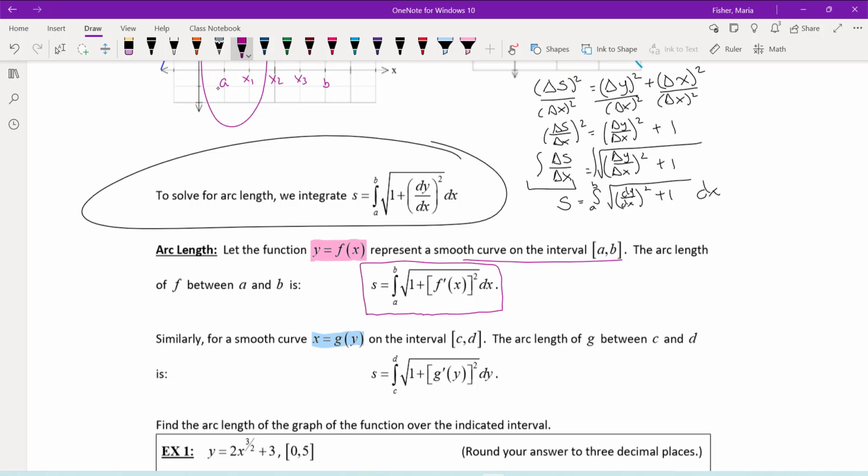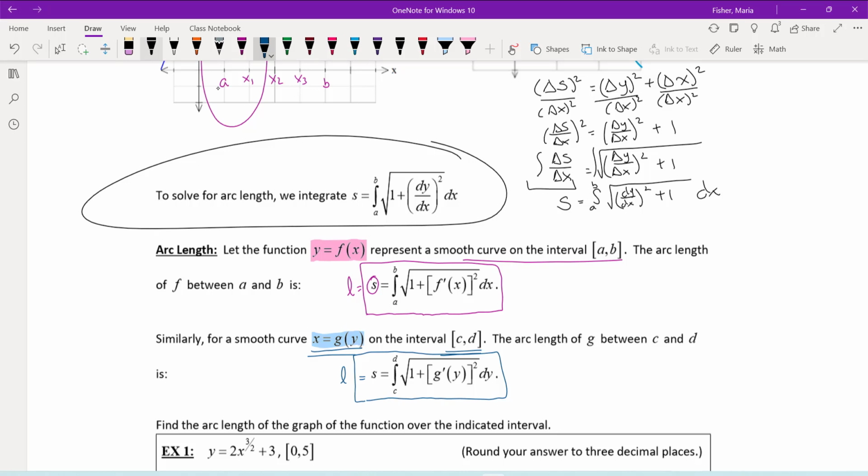Now this textbook uses the lowercase letter s to represent arc length, but you'll see me use the letter L so that we can make sure that we're dealing with arc length and not surface area. Surface area uses a capital S. Similarly, if you have x as a function of y on some interval from c to d and it's smooth, then the arc length there would be s equal to the integral from c to d of the square root of 1 plus g prime of y squared dy, and again I'm going to use the letter L here.